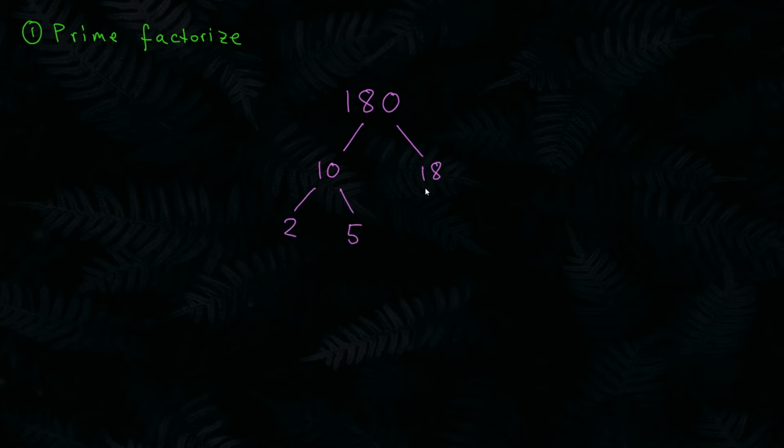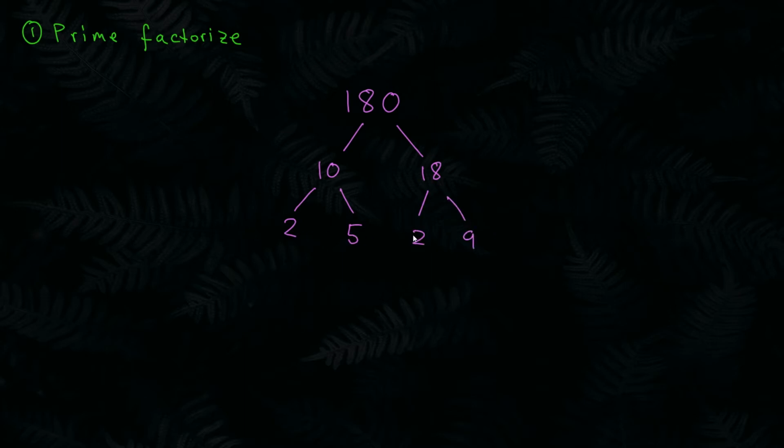So step one is to prime factorize. For example, suppose we're interested in the factors of 180. Okay, let's build a prime factorization tree for this. So I know it can be broken down as 10 times 18. 10 can be broken down as 2 times 5. 18 can be broken down as 2 times 9.